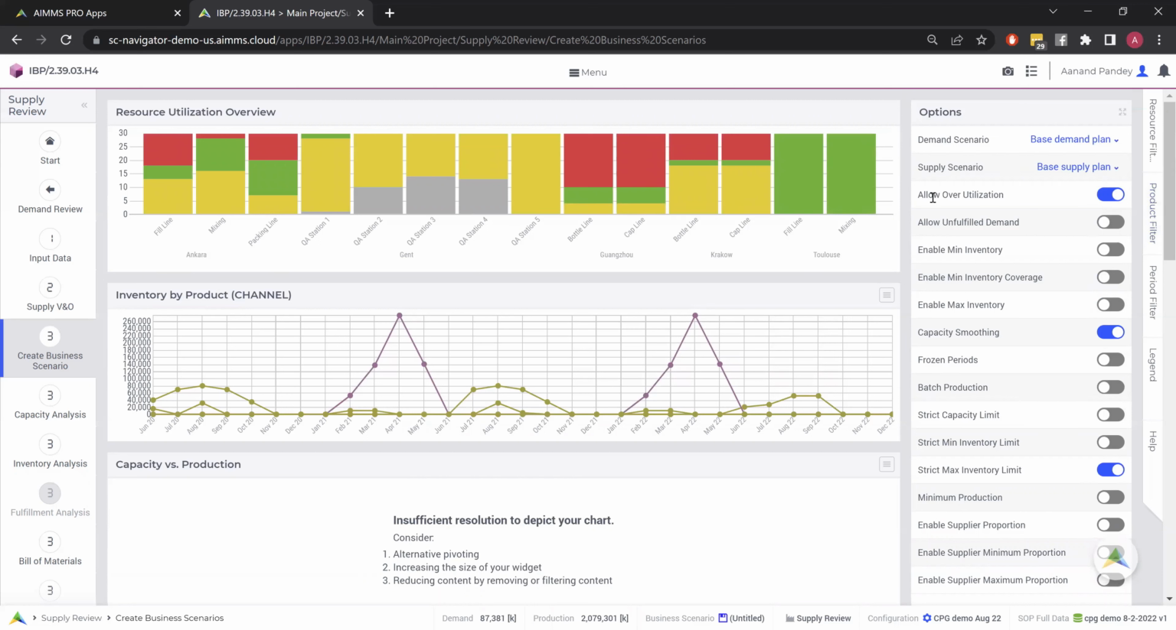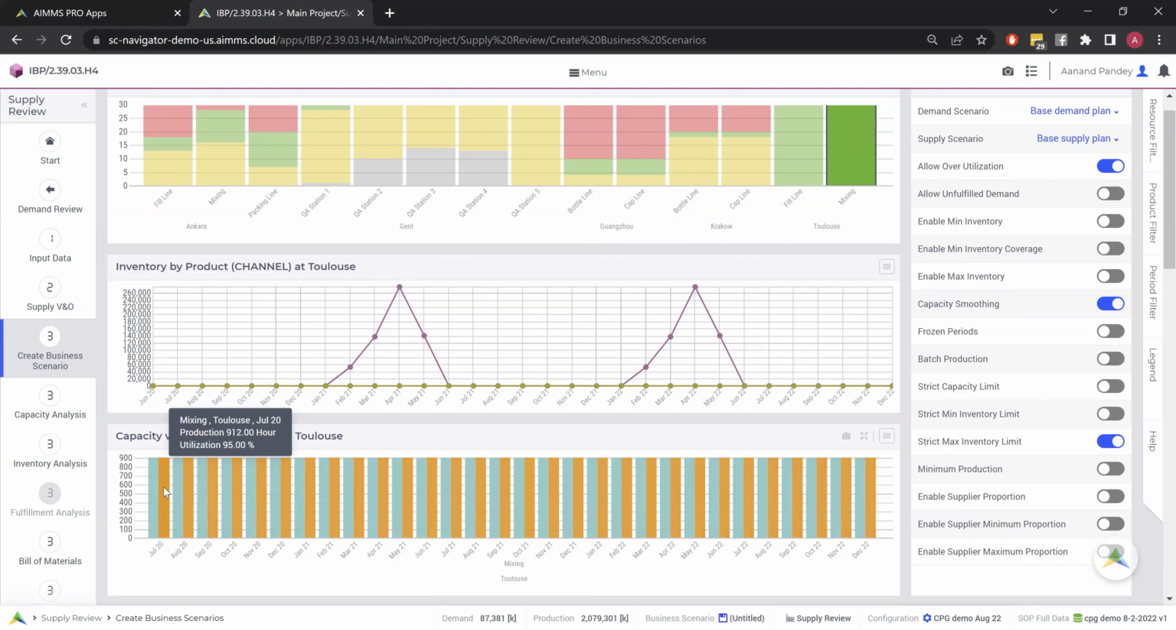The way to interpret this is that at Toulouse, both of the lines are running at pretty good capacity for the entire 30 periods that we have modeled. If we click on one of these nodes, the table below adjusts to give us further period by period information. So we could see the mixing line in Toulouse has a capacity of 912 hours and an actual production of 912 as well, because we've limited the utilization to 95%. We have told the application not to exceed that when applicable.